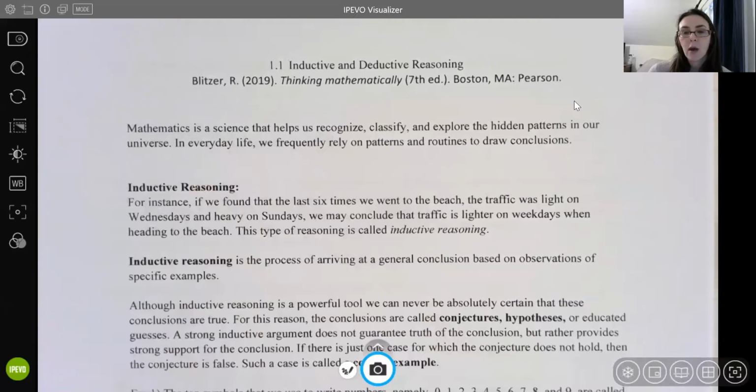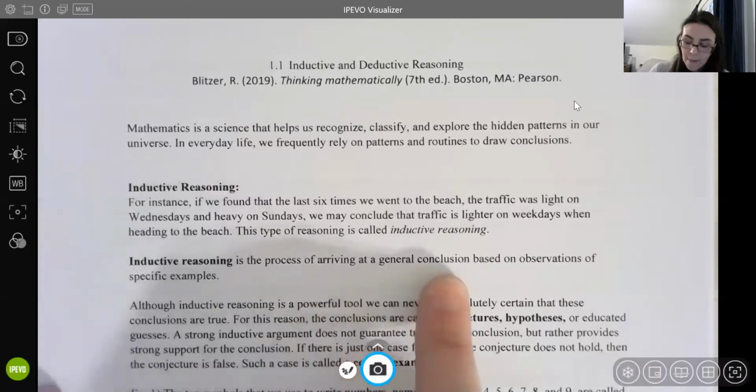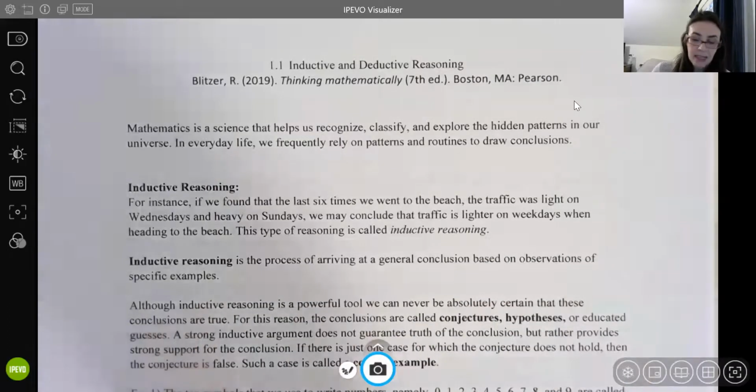So we take a look at what's going on around us. We look at the patterns we see. So we take those specific examples, and then we make an educated guess to say, okay, what is likely happening or what's going to happen next? So if I know that I've gone to the beach 6 times, and every time the traffic was light on a weekday and heavy on a weekend, then I'm going to conclude, or make that educated guess, that the next time I go to the beach, if I go on a weekday, I'm going to hit less traffic. So that process is inductive reasoning. It's a process of arriving at a general conclusion based on observations of specific examples.